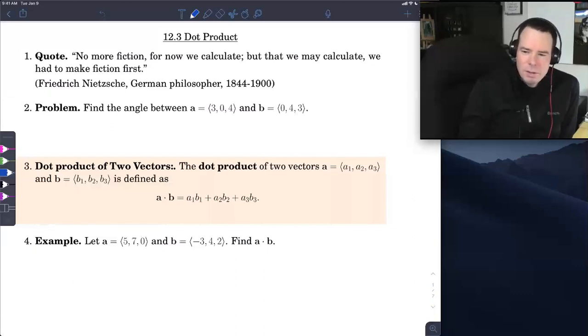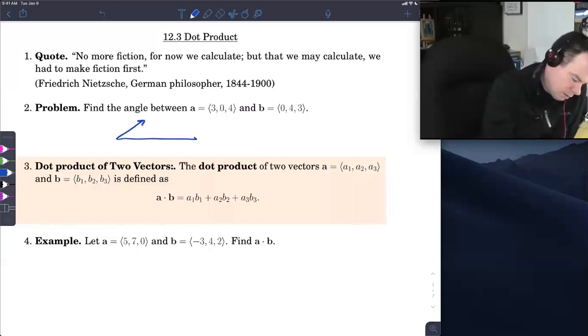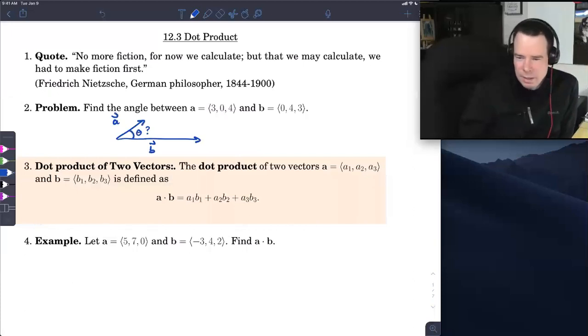Two vectors in, scalar comes out. What does that scalar tell us about the original two vectors and their geometry? So the motivating problem is to find the angle between these two vectors. We've got two vectors in space, wherever they are, A and B, and I'd like to find the angle between them. So what's the angle between them? How do I find that? It turns out that it's related to the dot product, which we're defining here.